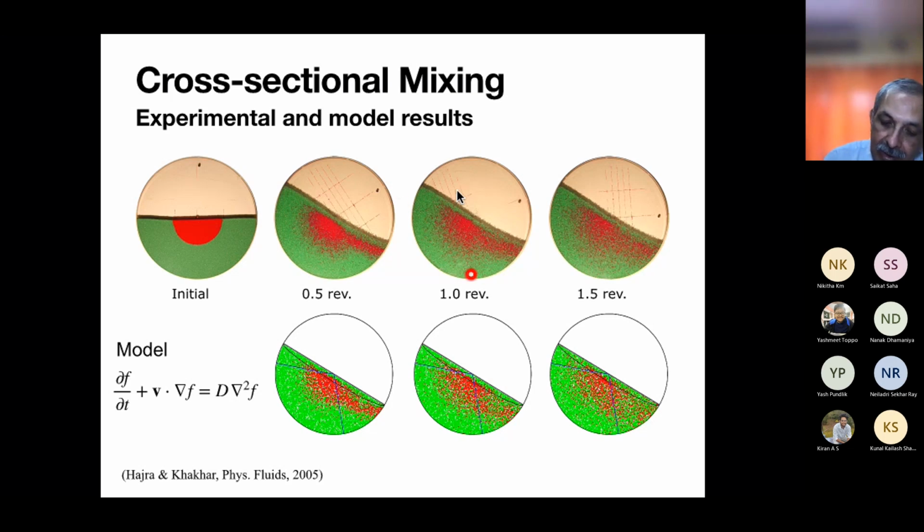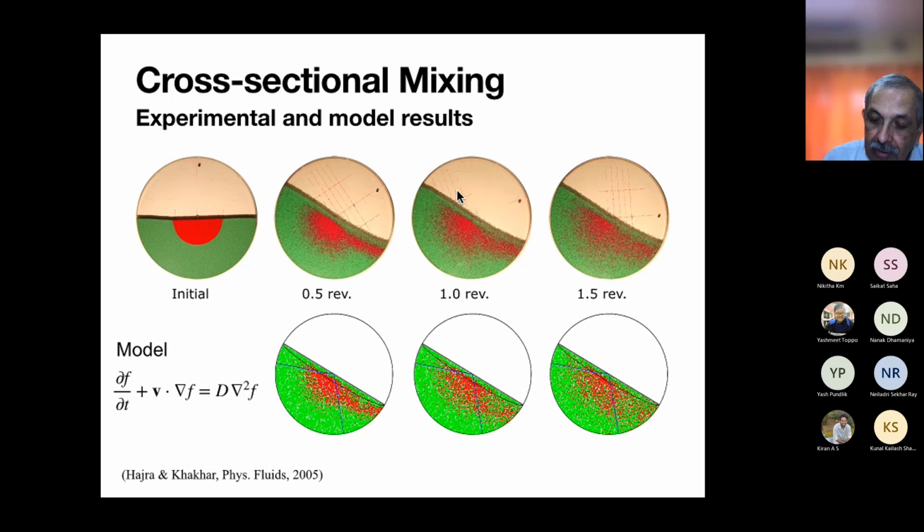And then as you go for more and more revolutions, you can see that you had an initially sharp interface, but the interface becomes diffuse because of the diffusion of the particles. So this is the experimental result. And over here, you can see the predictions of this model. There is a pretty good match between the two.